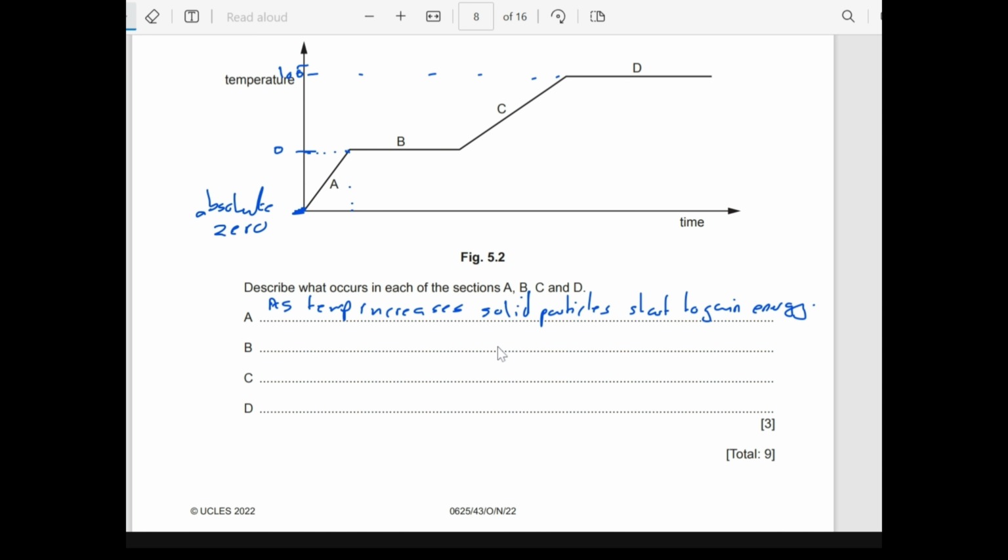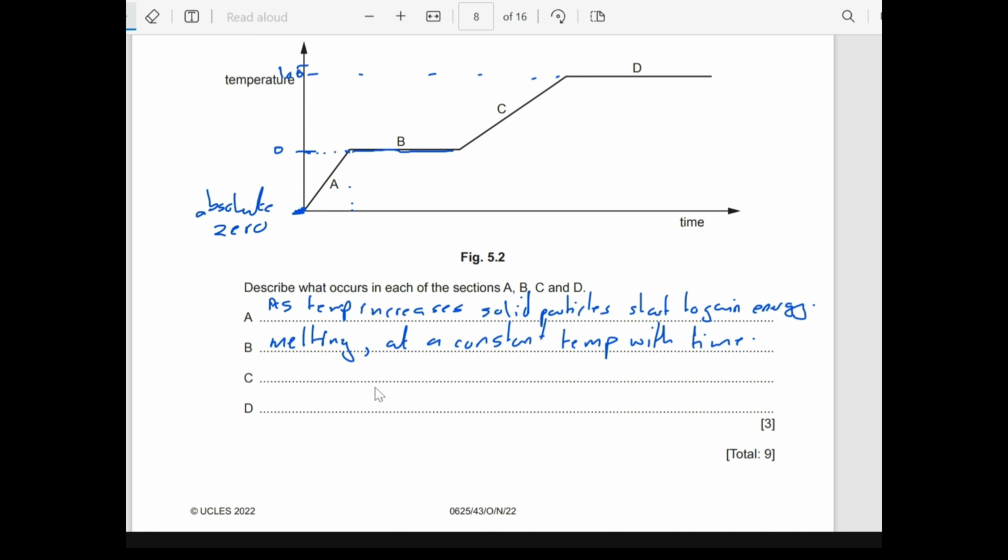At B, melting is taking place. At B, remember, melting takes place at a constant temperature. Melting taking place at a constant temperature with time. Remember, time doesn't stop.